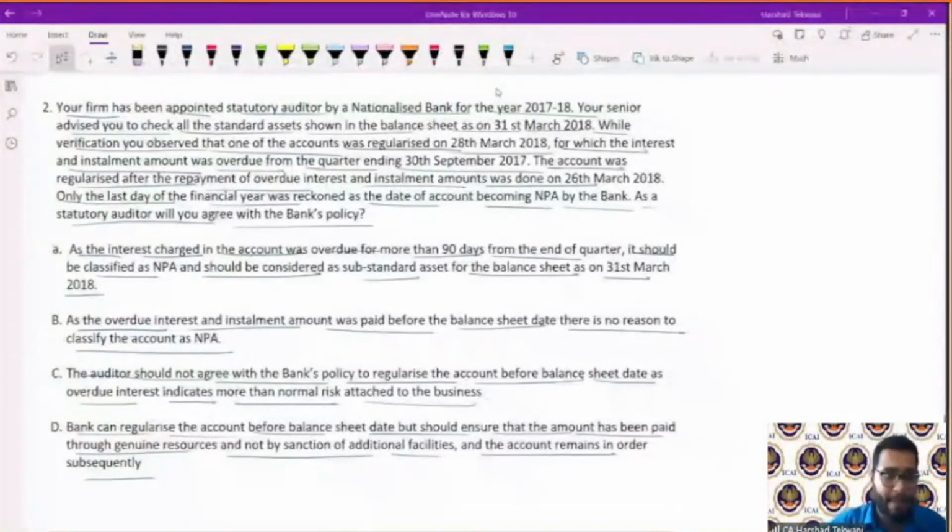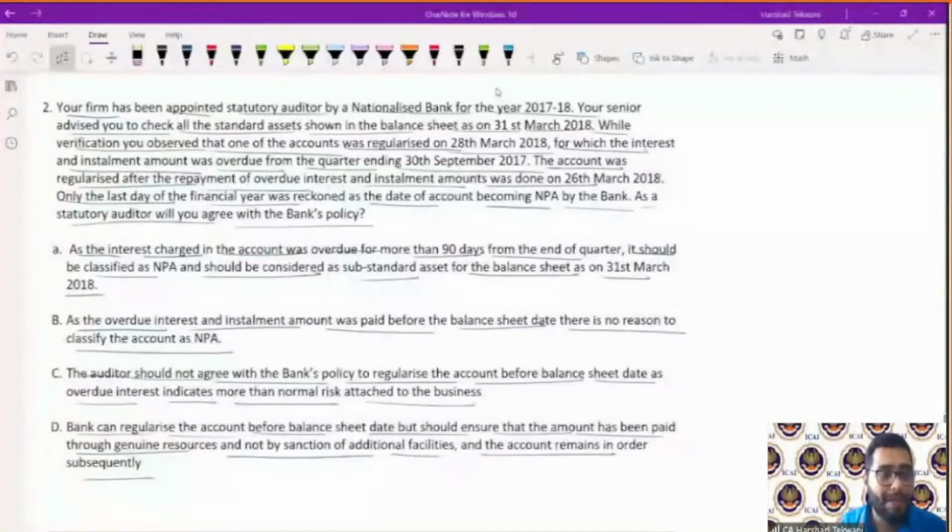If you apply the concept here, it will be very easy for you to understand what is the logic behind what we are talking about and what should be the appropriate procedure with respect to the regularization of accounts. Regularization of the account should only be done when you receive the amount and you think there is no further risk attached. Now, in the current case, you need to analyze whether the regularization which is done is appropriate or not.